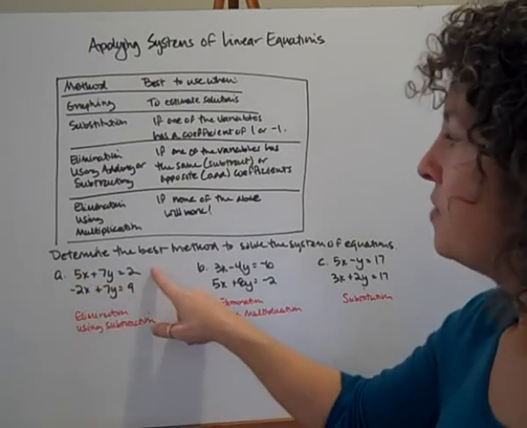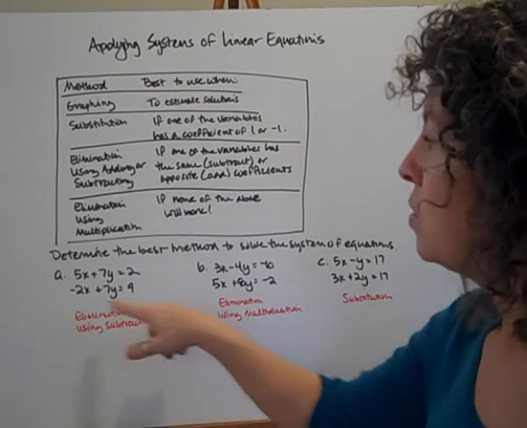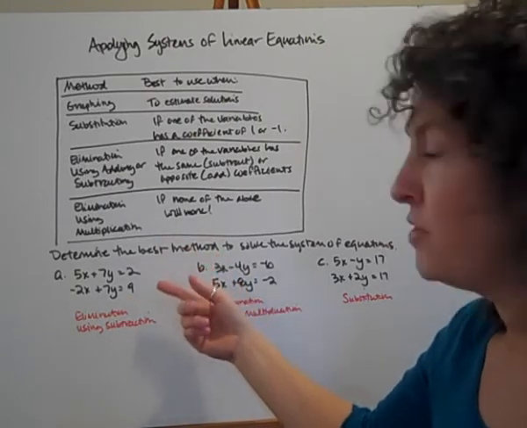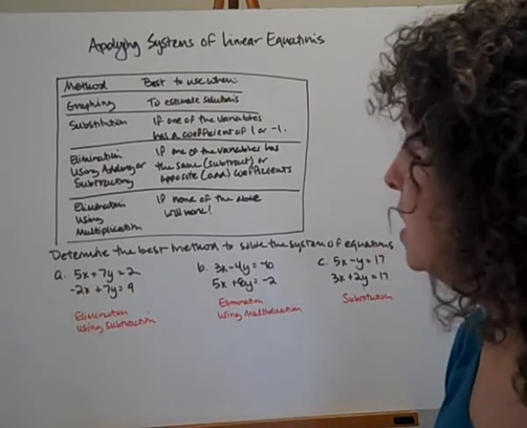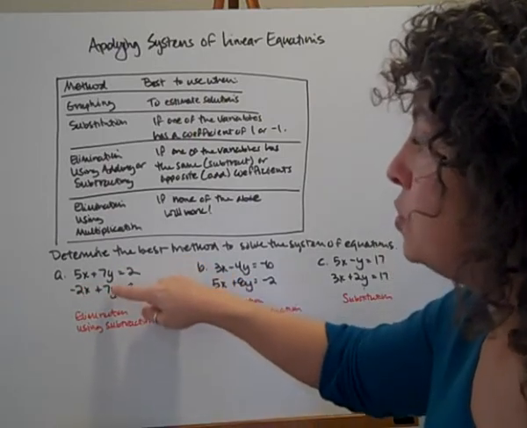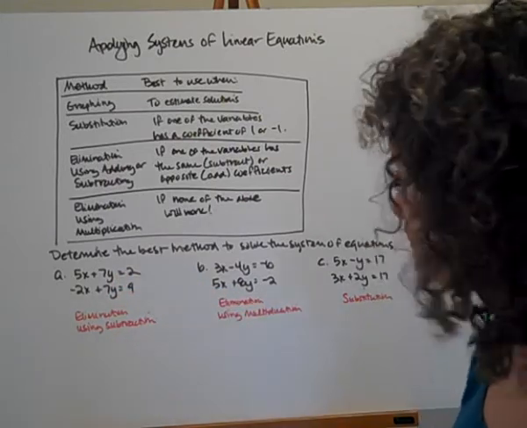So I've got 5x plus 7y equals 2, negative 2x plus 7y equals 9. If I was going to solve this, I'm not thrilled about graphing. Substitution doesn't work so well because I don't have any coefficients of 1 or -1. But I do have two coefficients that are the same, so I could do elimination using subtraction.